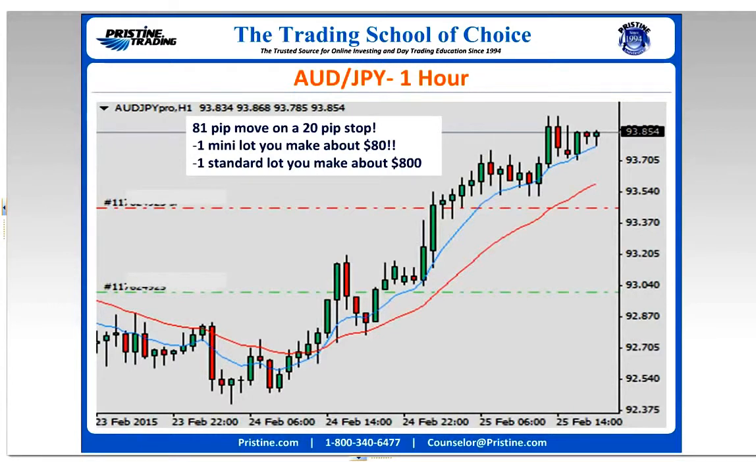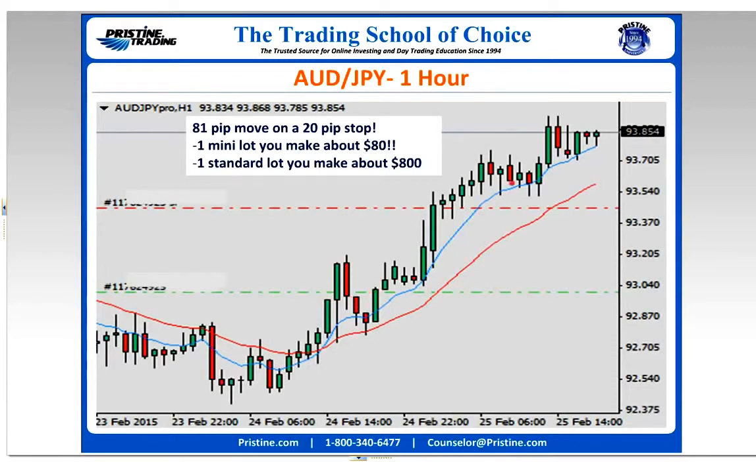Another example here, though, you've got Aussie dollar, Japanese yen. And again, you see exactly where the entry was. You can see where the stop loss is at the moment I captured this. And this one goes back a couple months, February. Like I said, I want to show you a couple different times of year, and to show that it really doesn't matter. Here it is back in late February, towards the beginning of March, and beautiful movement here.